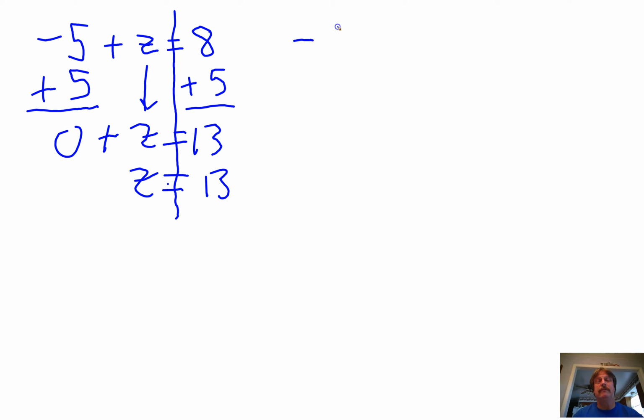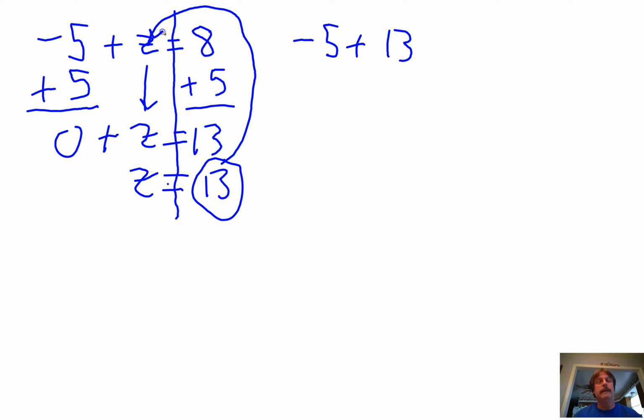I also asked you to go ahead and do a check. So if I do negative 5 plus 13, I'm going to substitute the 13 in place of z. So I'm going to put it in there. Now I have negative 5 plus 13 equals 8. You can use a number line to check that out. You can go through your integer rules to verify that also.